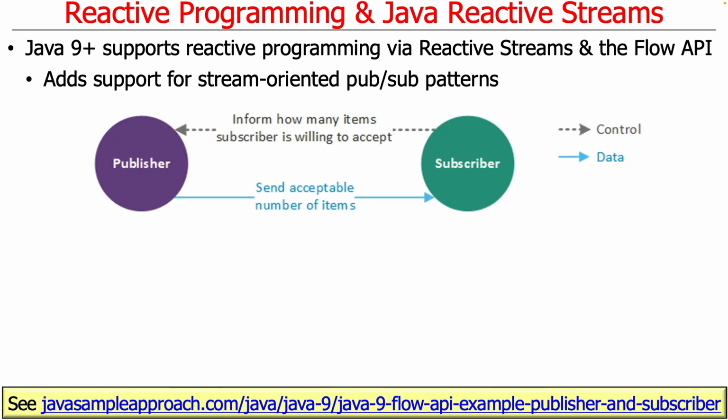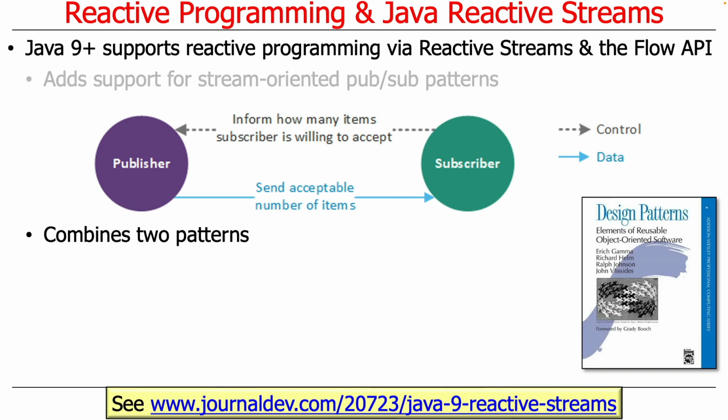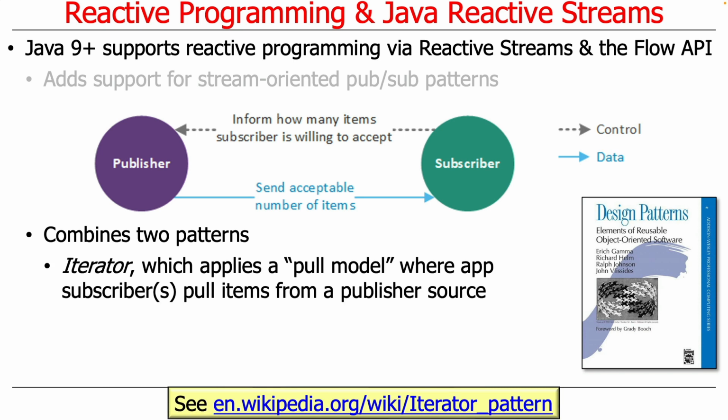And with these infrastructural additions, it then became possible to support stream-oriented publish-subscribe patterns, or pub-sub patterns. They basically work like this. They combine two patterns from the good old Gang of Four book. The first pattern is the iterator pattern, where subscribers can inform a publisher, I can accept this many items at a time. So that's a pull model. You say, you could send me up to 8 items at a time. Thank you very much. That's like the iterator. It's really something called a batch iterator, but it's basically the idea where you say, give me some items.